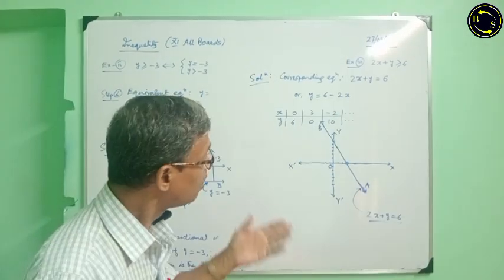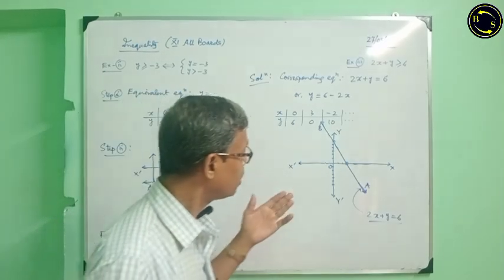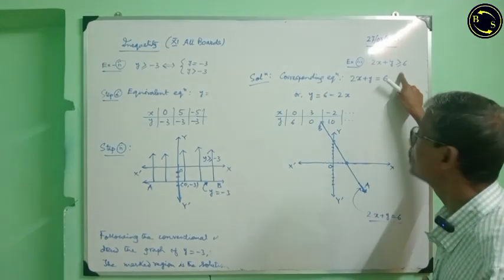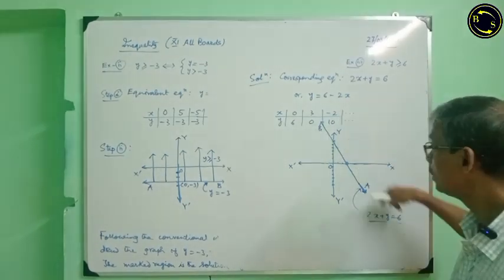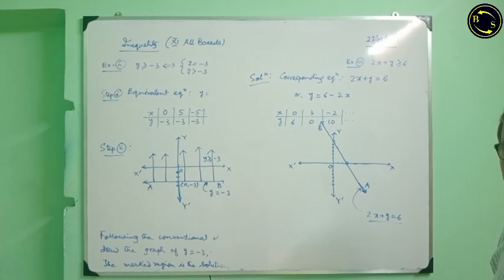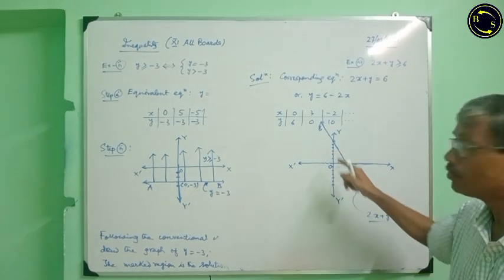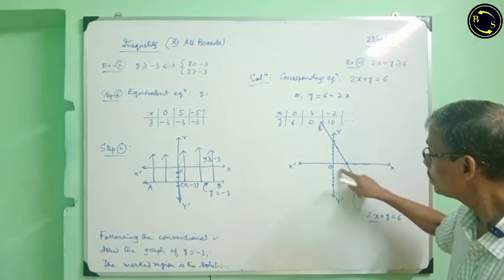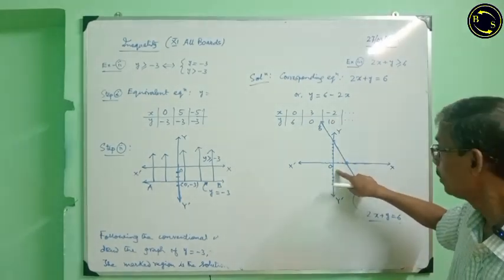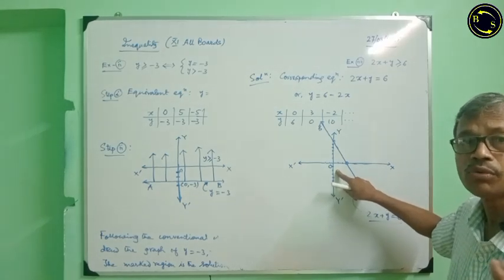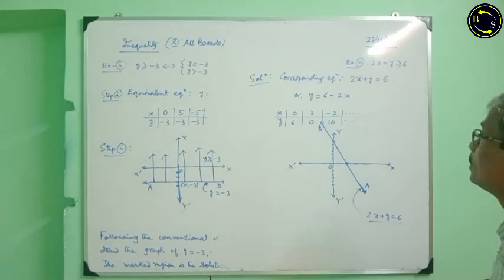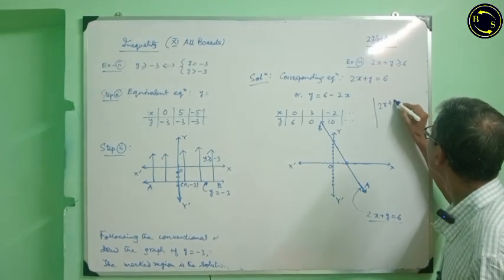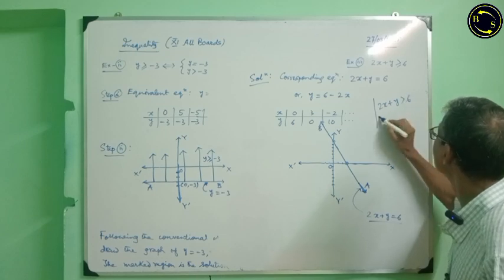Now, how to determine the half which will be determined by this inequation? For that, we are to choose one point which is not lying on the straight line. Here, automatic choice is the origin. Since this straight line is not passing through the origin, we consider origin, that means x equal to 0, y equal to 0. Now we put that in the inequation 2x plus y greater than 6.